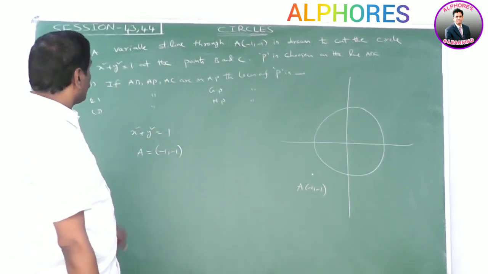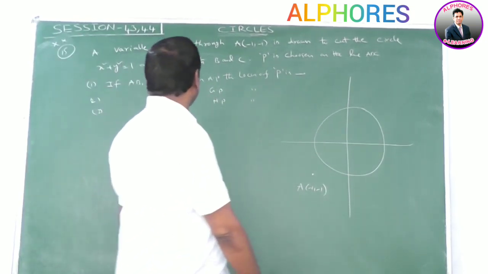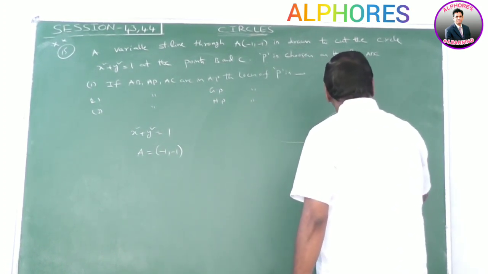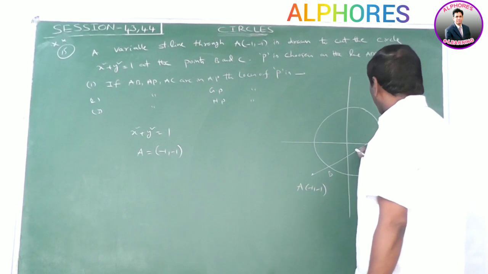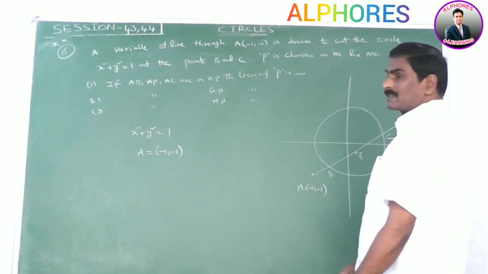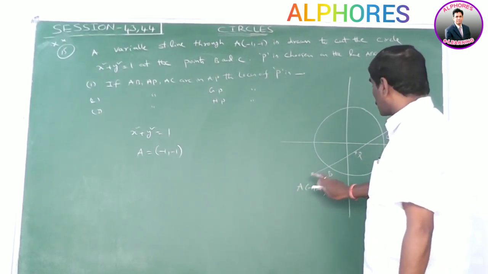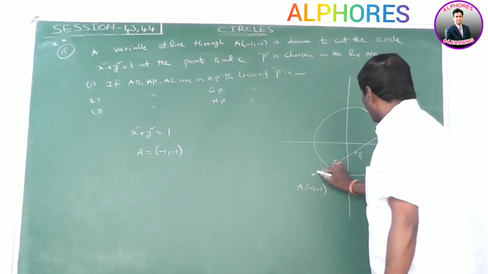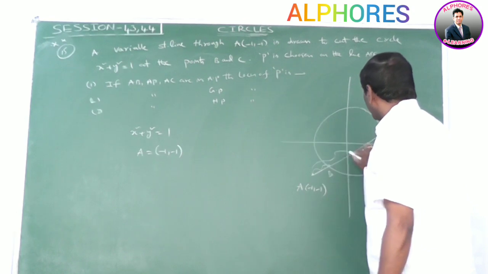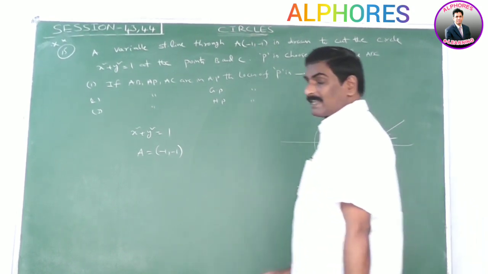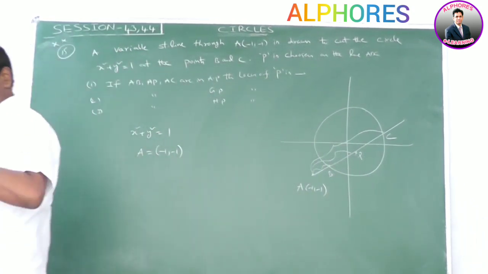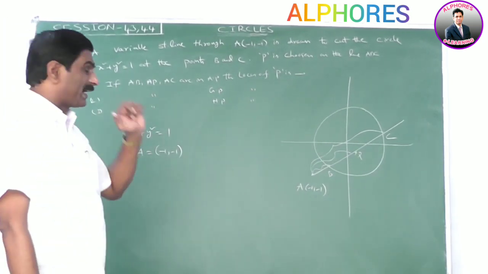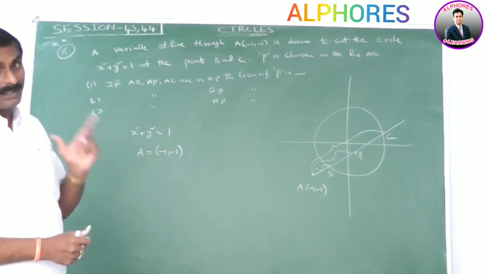The line through A meets the circle at the points B, C. Say this is the line, this meets the circle at B, C. P is a variable point on this line. Please observe: AB, AP, AC. These lengths are in AP in the first case, GP in the second case, HP in the third case. Then what is the locus of the point P? We find the locus of point P.